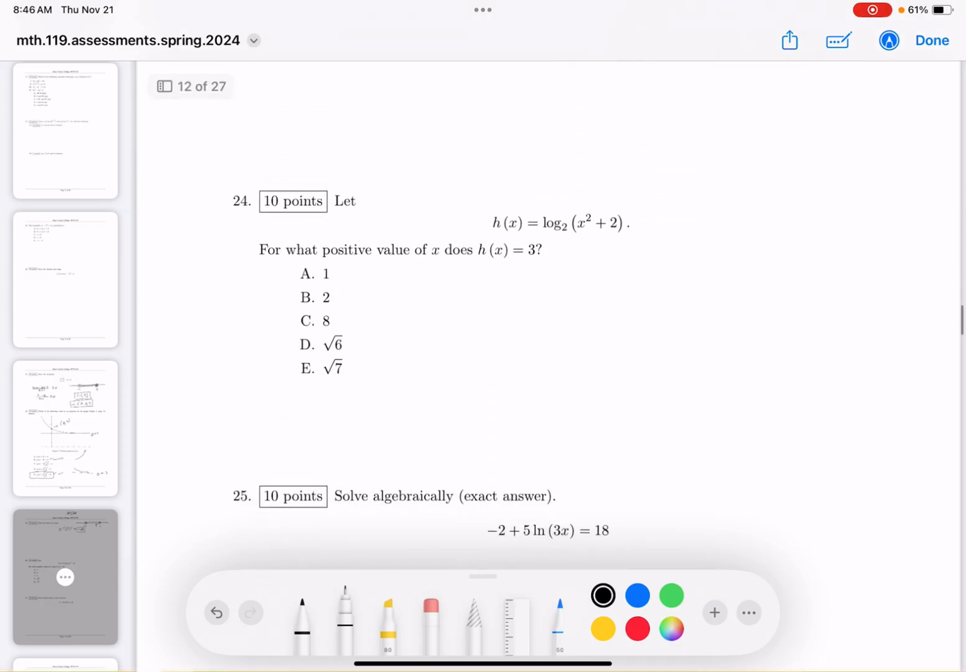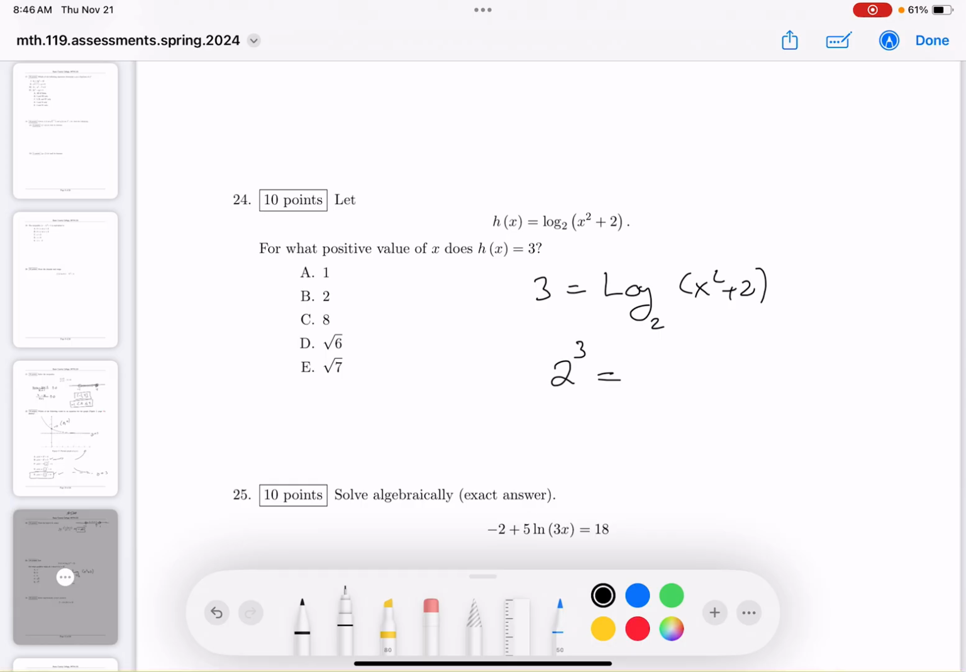The next one is, for what positive values of x does h of x equal 3? Well, let's write down 3 equals log base 2 of x squared plus 2. I'm going to rewrite the log as an exponential. That's 2 to the third power, or 2 cubed, equals x squared plus 2. 2 cubed is 8, so 8 equals x squared plus 2. Take 2 from both sides, you get 6 equals x squared. What does this tell me? x could be equal to plus or minus the square root of 6.